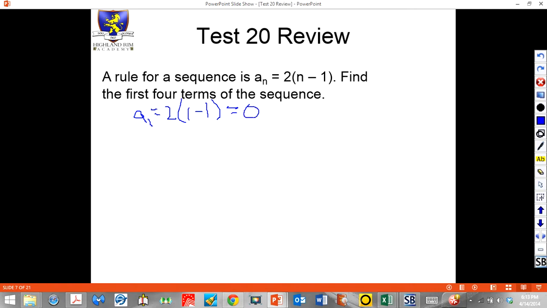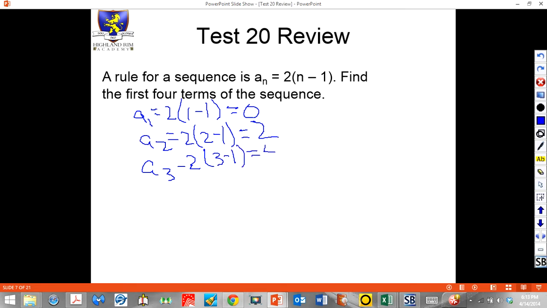For our second term, a sub 2 is equal to 2 times 2 minus 1, which is 2 times 1, which is 2. A sub 3 is equal to 2 times 3 minus 1, which is 2 times 2, which is 4. And a sub 4 is equal to 2 times 4 minus 1, which is 2 times 3, which is 6. So your first 4 terms are going to be 0, 2, 4, and 6.